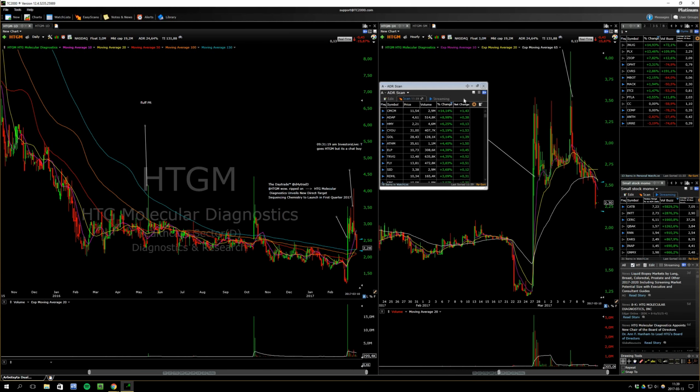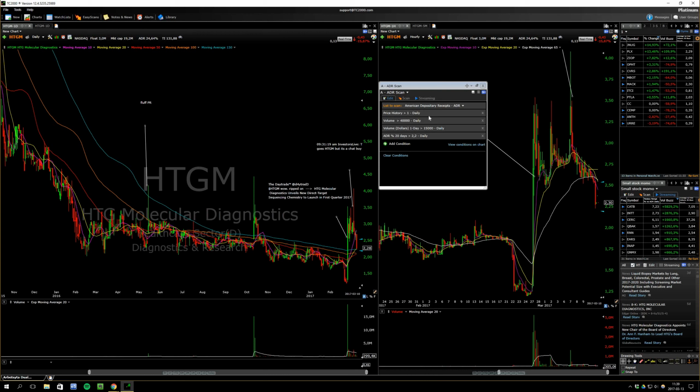I have a different scan for ADR stocks because nowadays ADR stocks, which are foreign stocks traded on the US markets, are sorted separately in TC2000. Up until like a year ago, they weren't. So minimum price 1, volume 40,000, minimum dollar volume, it says 15,000, but it's actually 1.5 million. And ADR, average daily range in percent, the past 20 days is 2.2.